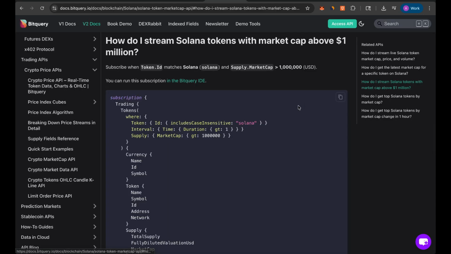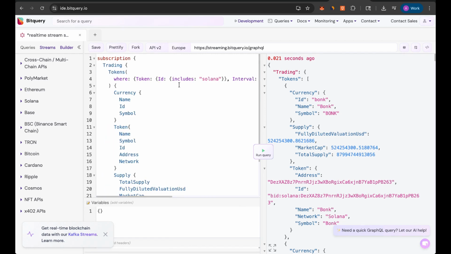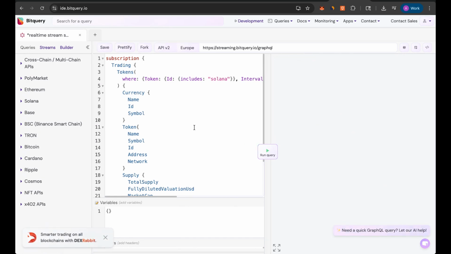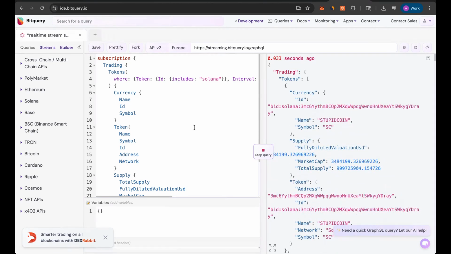Finally, let's stream only tokens above a market cap threshold. Filter by market cap greater than 1 million to catch only tokens above $1 million market cap. Adjust this threshold to any value you need. This API filters out other tokens and helps you look into tokens with specified market cap slab you're interested in.